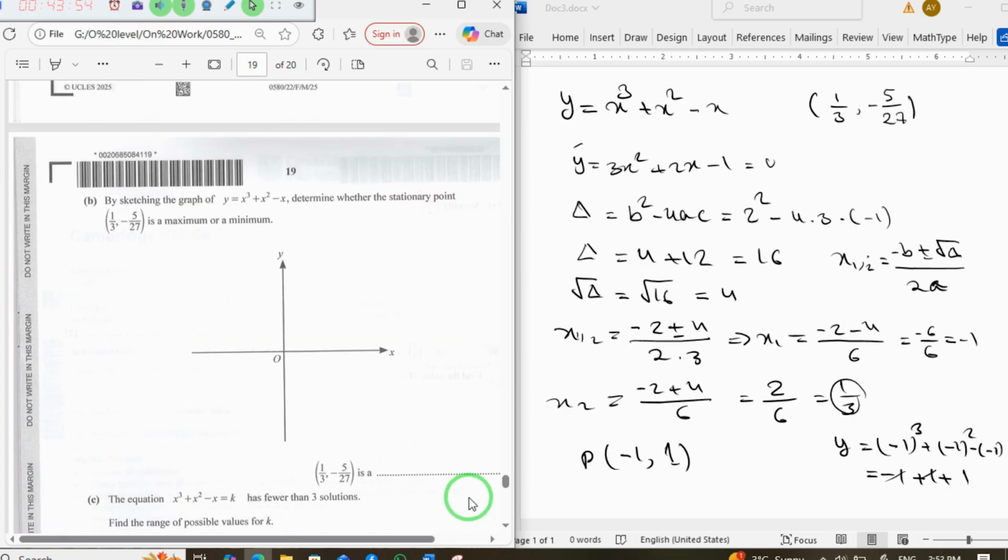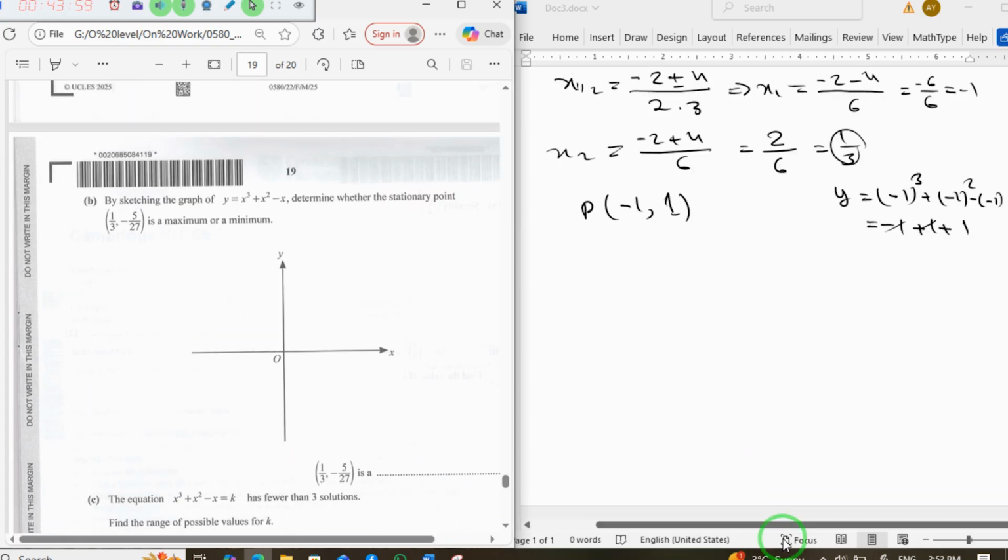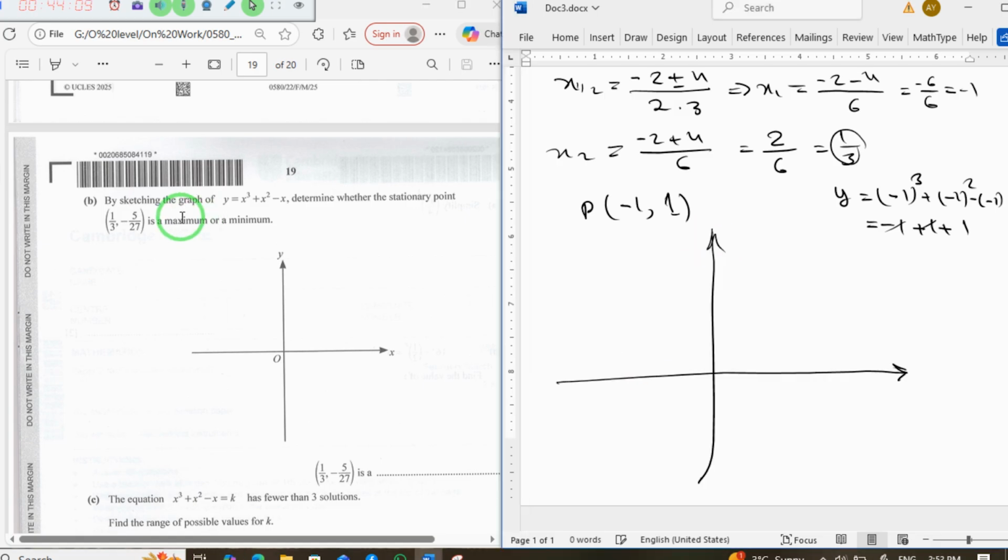When we sketch this graph, we can say x is 1 over 3, for example, and y is minus 5 over 27, for example. The other point is x equal to minus 1, for example, and y is, for example, plus 1 here.